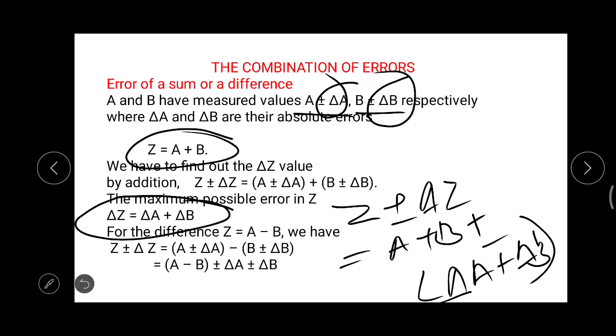Suppose we are subtracting these two values, then z is equal to a minus b, but the delta z value will be equal to delta a plus delta b. The errors are always added, that means we are going for the maximum error, that is delta a plus delta b. I think it is clear, the error of a sum or a difference.